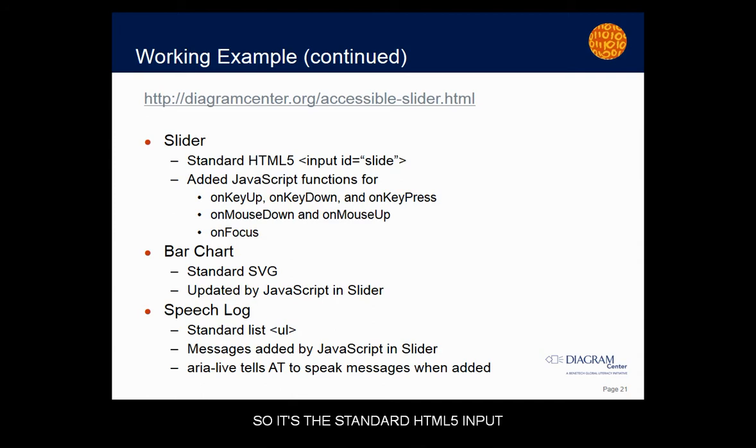So it's a standard HTML5 input, and then there's added JavaScript functions that allow hotkeys to interact with the actual display of information with the bar chart. So on key up, on key down, on mouse down, and on focus allow the bar chart to be updated. And the bar chart is done with standard SVG, and it's updated by JavaScript from the slider. And the speech log is just a standard list. And part of this slider's function is it adds messages to the speech log, and then ARIA Live tells assistive technology to speak those messages.